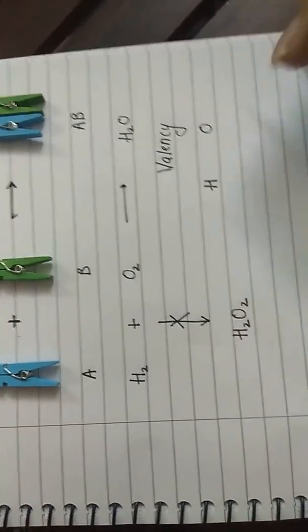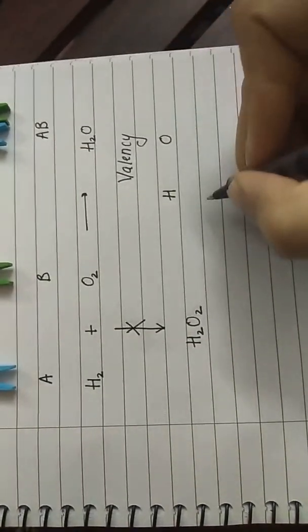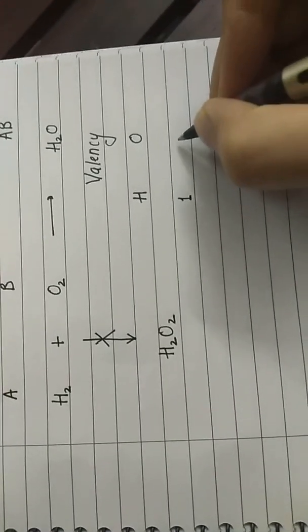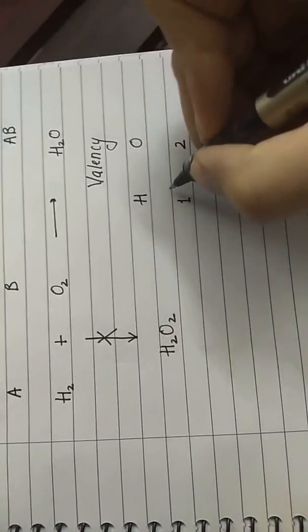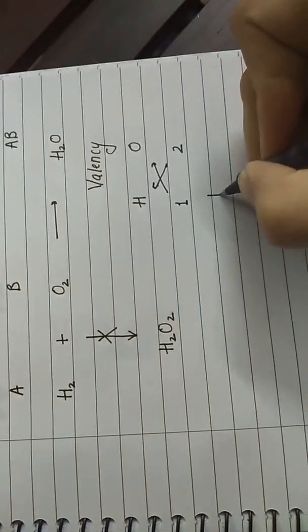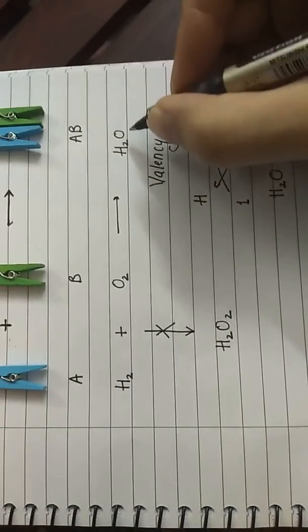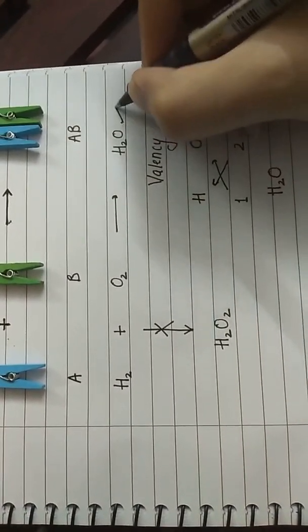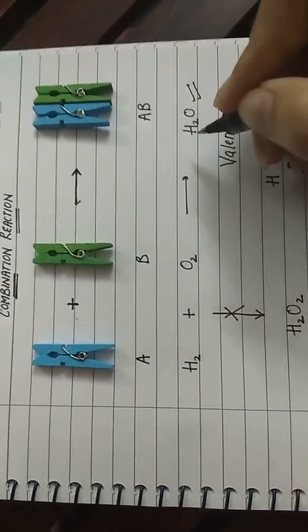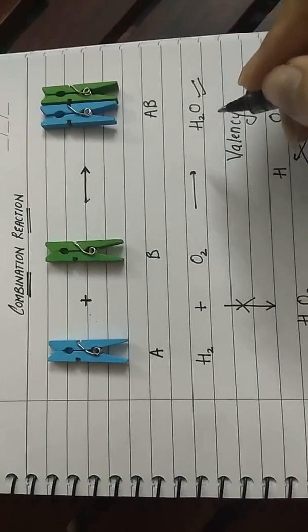Hydrogen, oxygen. Now the valency of hydrogen is 1 and the valency of oxygen is 2. When you cross multiply, the resulting formula of water is H2O and not H2O2. So H2O will be your resulting compound. However, this equation is still unbalanced. It is incomplete. So let us balance it.